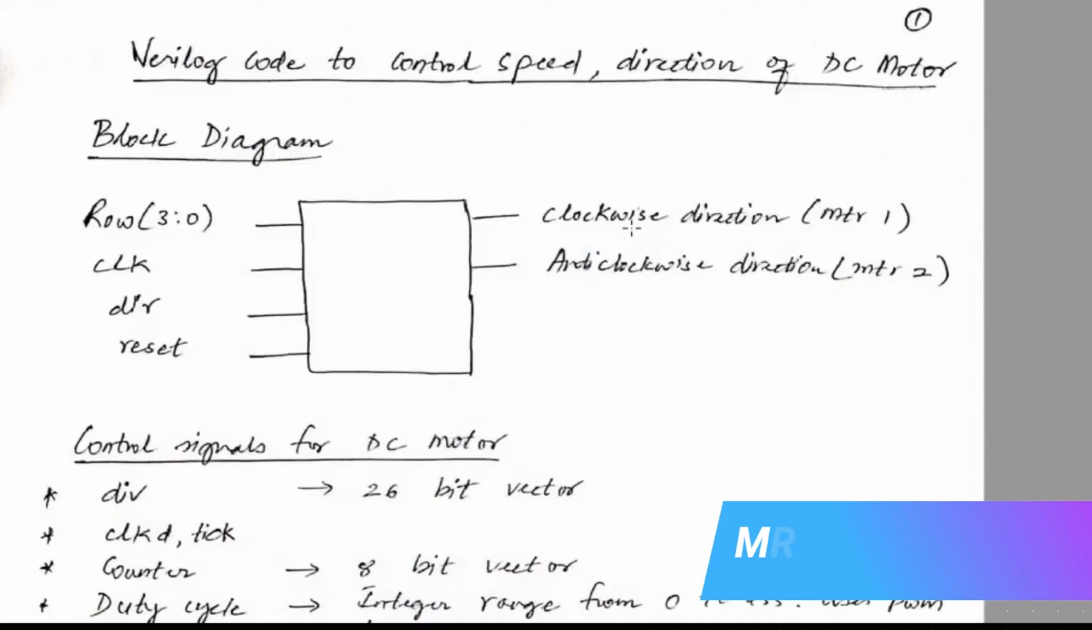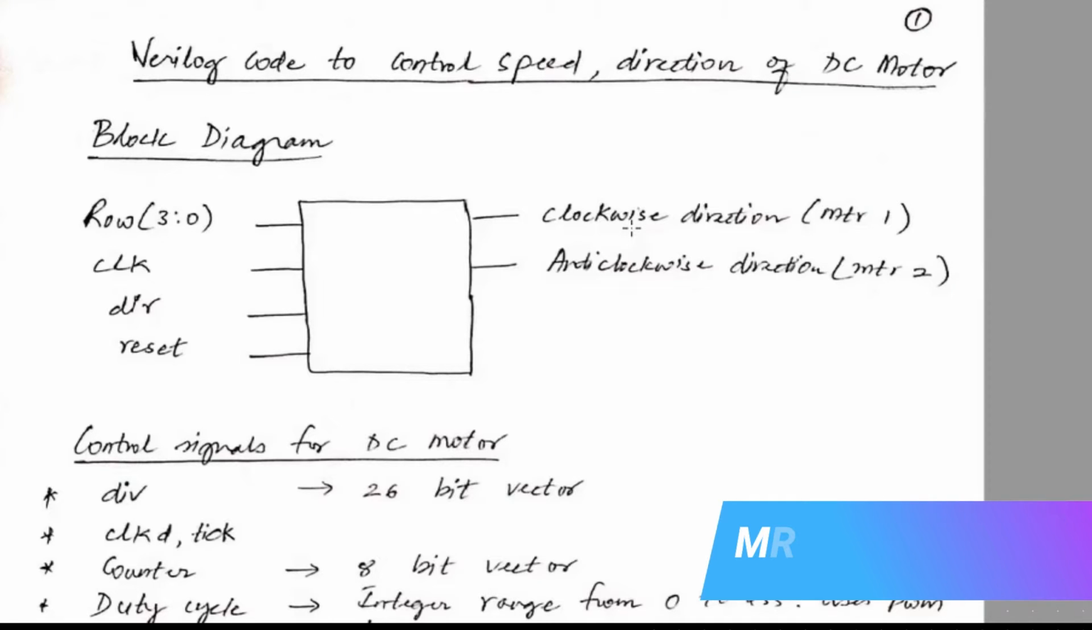Now to do this we need some control signals. These control signals are your DIV, which is taken as a 26-bit vector. I will show you in the code how we are representing this, and then we are using clock D and we are using tick. Then we need to use a counter which is 8-bit, which will be 7 down to 0. And the duty cycle. Here the range is from 0 to 255. I can pick any number and assign it.